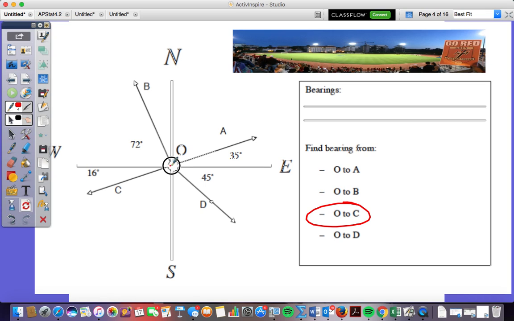So this is O, right? Center to C. Be north. Okay, so we start with there's three parts, right? Three parts. Is it north or south? South. Is it east or west?